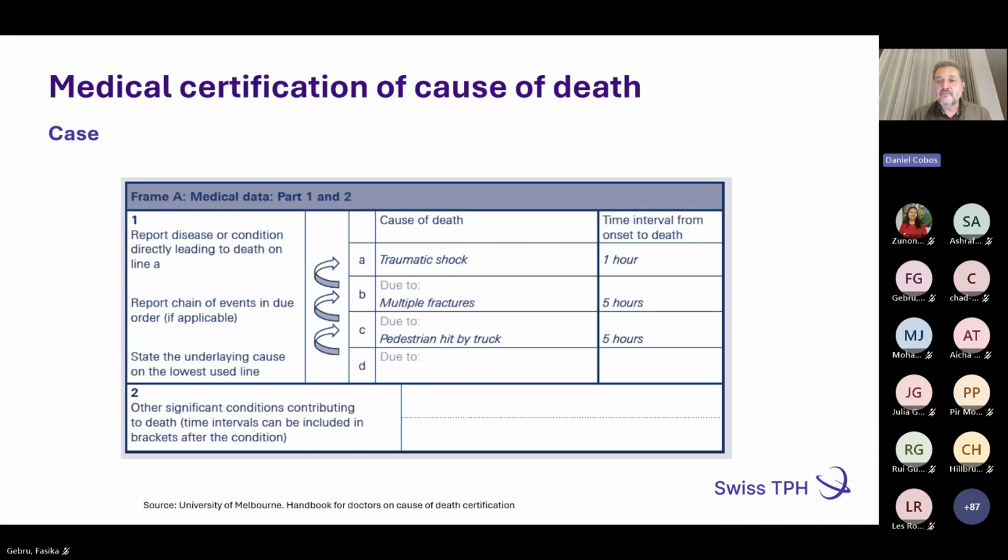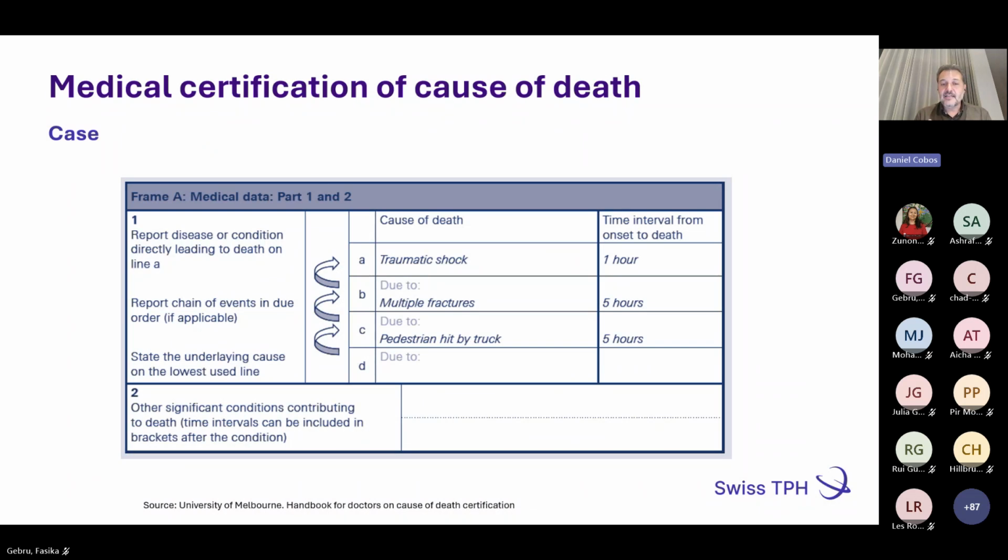So this is an example of a medical certificate of cause of death. So imagine that someone was hit by a truck and was taken to the hospital. He or she had some fractures, and then in some hours he or she had a traumatic shock, and then he or she died. So this is the sequence that we want to see.